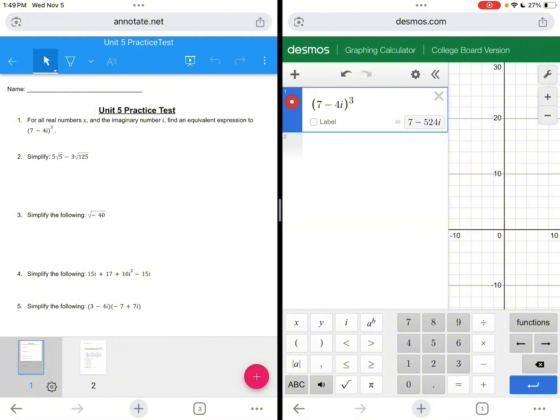Now this is not going to work when we have division, but for this problem, we can go ahead and do it. So your final answer is just 7 minus 524i.